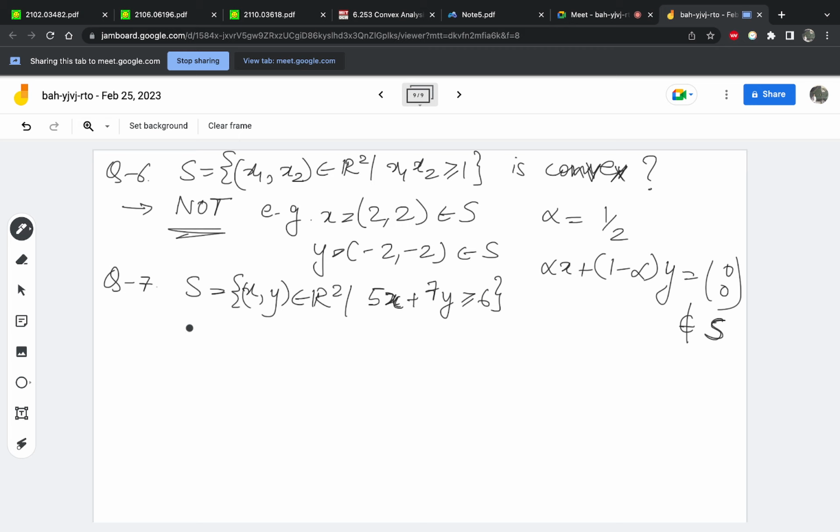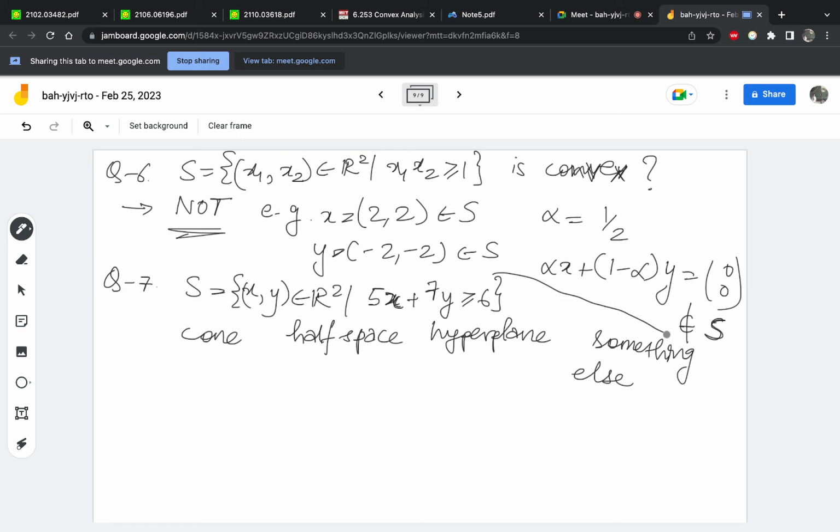So is it a cone, half space, hyperplane, something else maybe? So any thoughts?